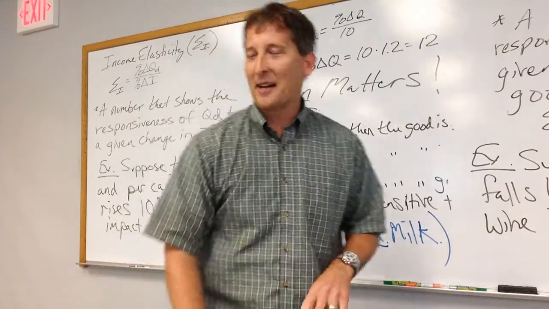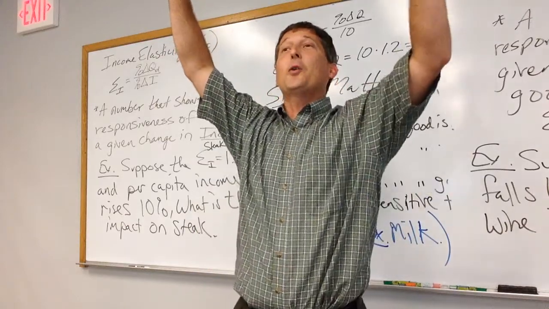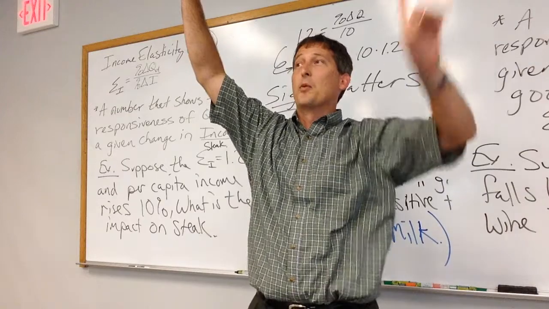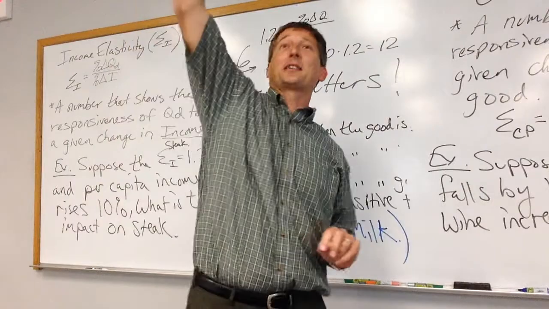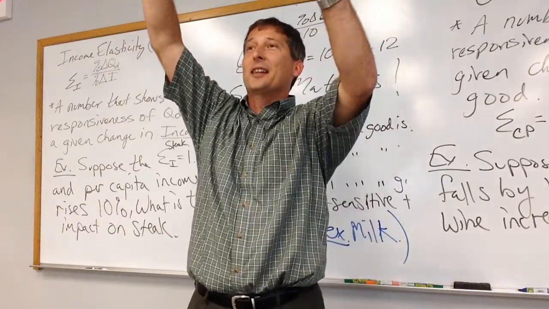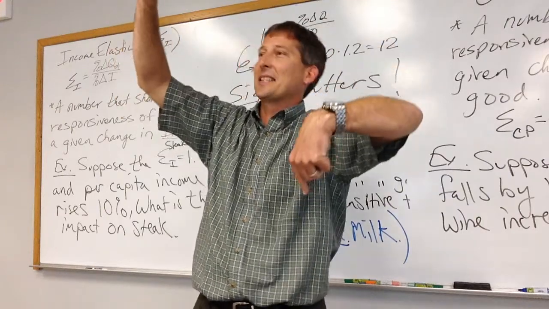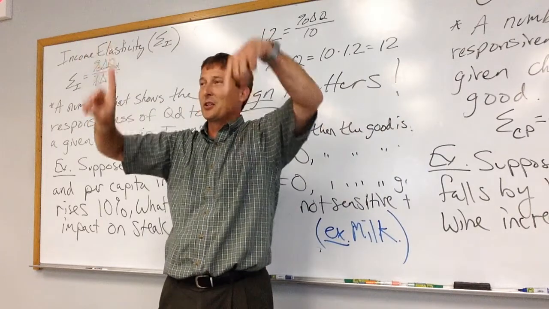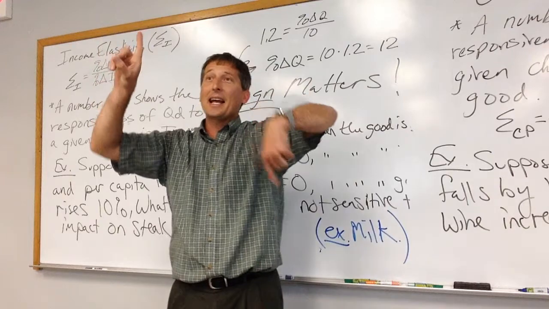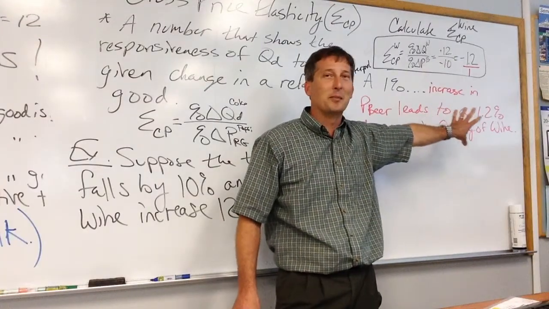So I like to have something right off the top of my head. If Pepsi gets more expensive, do I buy more Coke or less Coke? More Coke. If peanut butter gets more expensive, do I buy more jelly or less? Less. So which one has a negative sign? Complements or substitutes? Complements. Peanut butter and jelly go together, and they have a negative sign. The data here is saying that beer and wine are complements.